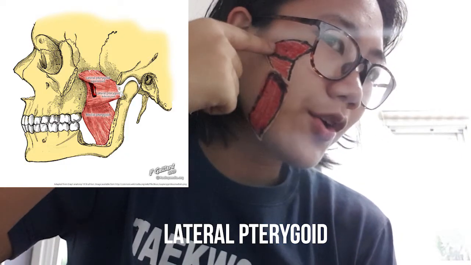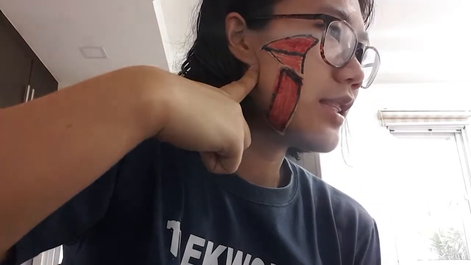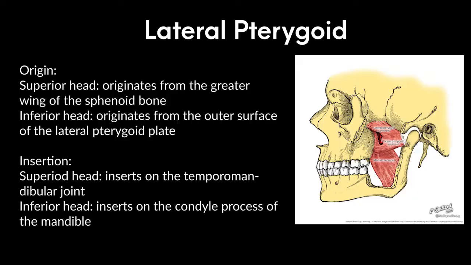The lateral pterygoid also has two heads. The superior head originates from the greater wing of the sphenoid bone, and the inferior head originates from the outer surface of the lateral pterygoid plate. The insertion of the superior head is on the temporomandibular joint, and the insertion of the inferior head is on the condyloid process of the mandible.